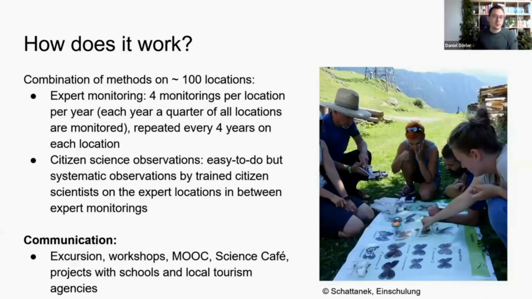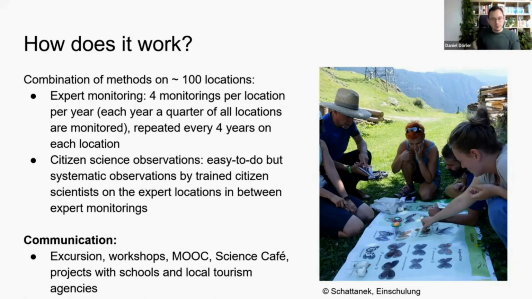How does it work? The project Vielfalter uses a combination of two methods on roughly 100 locations. So they have an expert monitoring. A quarter of all these 100 locations are monitored by experts each year. So on each of these roughly 25 locations, experts go there 4 times a year and do some expert monitoring. So after 4 years, they have monitored all the 100 locations, and then they start all over again.